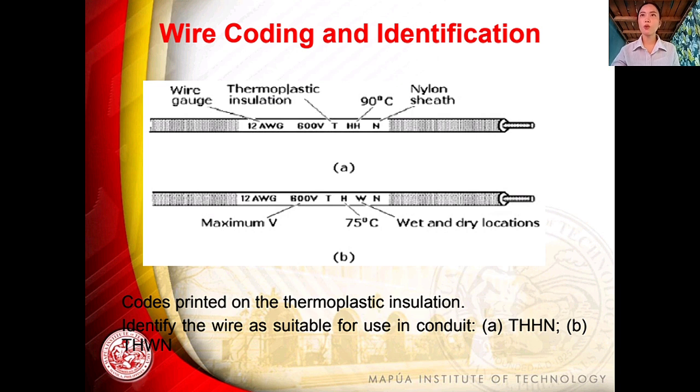Next is wire coding and identification. Codes printed on the thermoplastic insulation identify the wire as suitable for use in conduit. So figure A is the THHN and figure B is THWN.